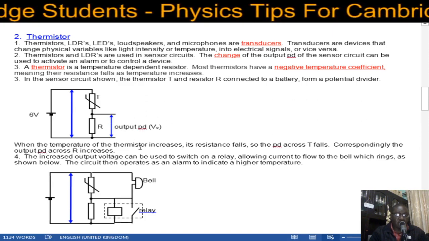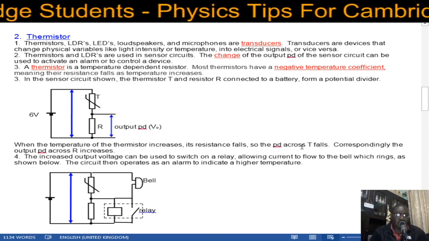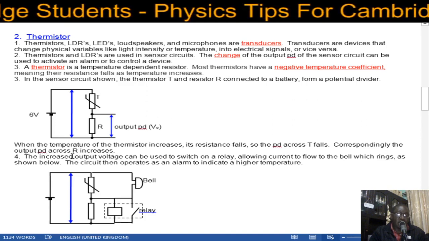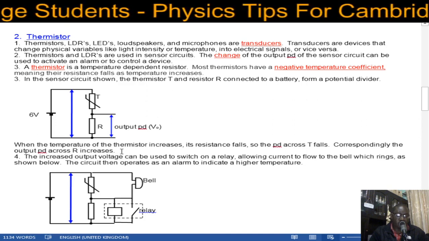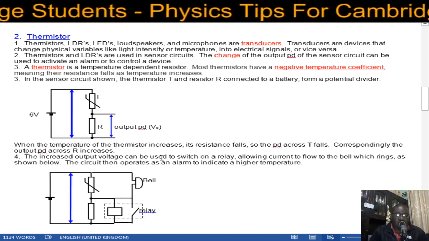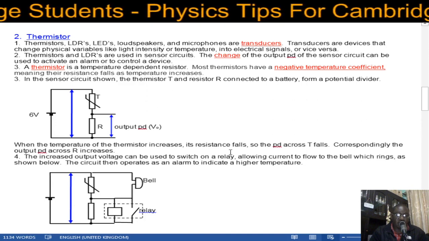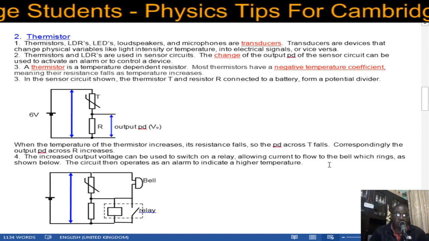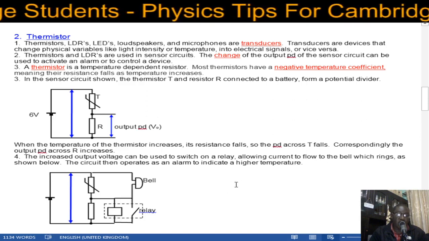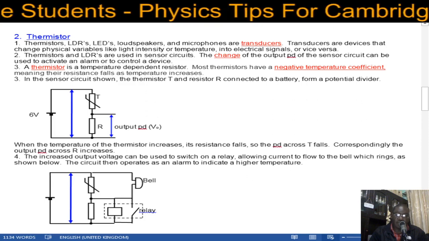So when the temperature of the thermistor increases, its resistance falls, so the PD across T falls. Correspondingly, the output PD across R increases. The increased output voltage can be used to switch on a relay. We'll talk about a relay very soon, allowing current to flow to the bell, which rings as shown below. So that's a temperature warning device, or an alarm to indicate higher temperature.